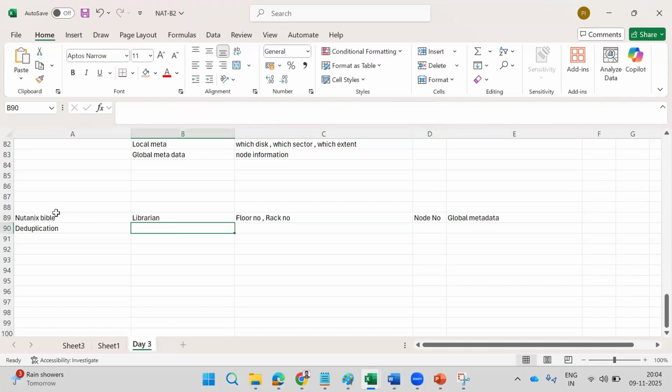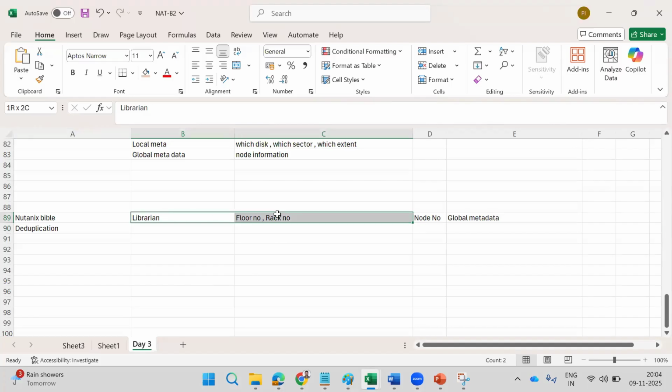Okay, this is the node number, like a global metadata. Once you get the rack number, what do you want to check at the end of the day? You want to check the deduplication. To do that, first you go to the library and get this information. Getting this information is global information, like globally, whether the library has this book or not. It tells you where the book is and which rack, but it doesn't tell you the page number of the book.